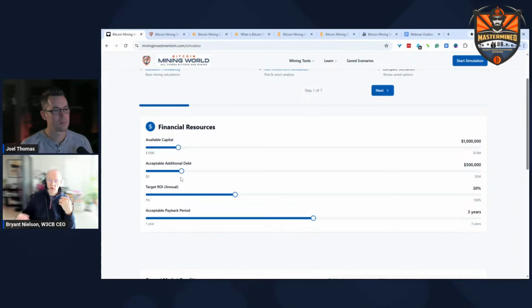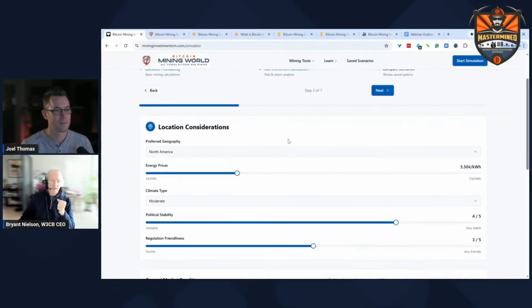You can then also include debt that you could be taking on if you were to create your own mining operation. You also can set what type of ROI you want to target, and then what is the acceptable payback period. It goes from 1 year to 5 years, and the default is 3 years.